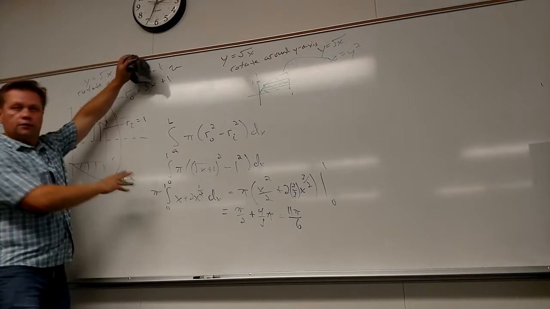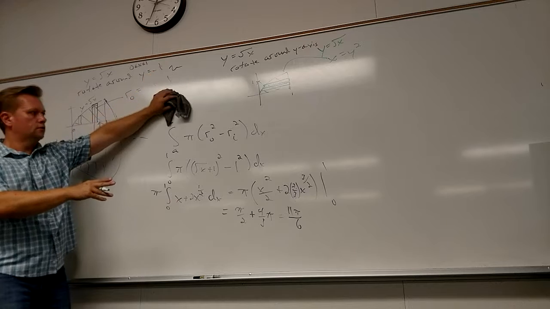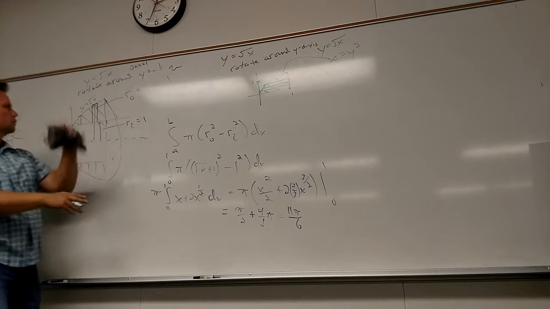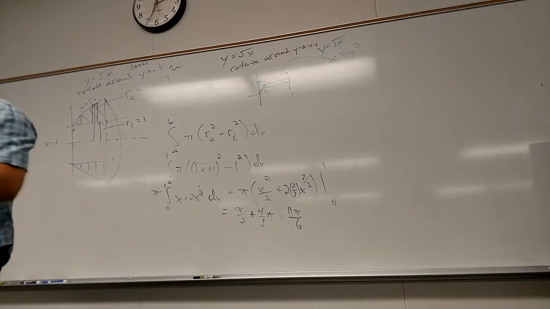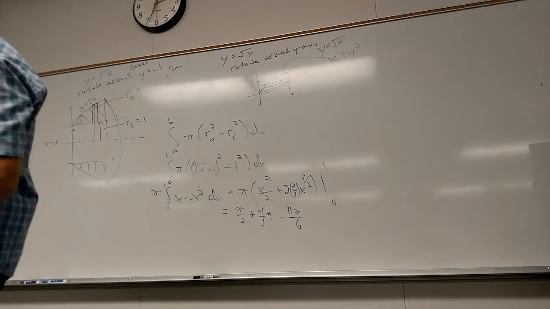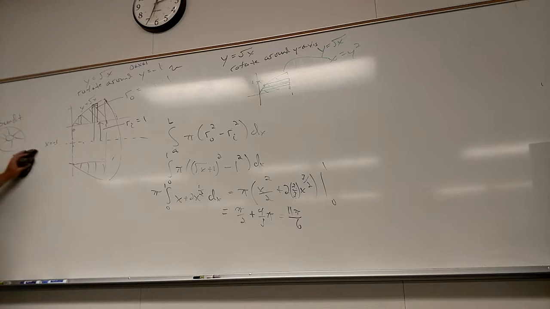Let's see, he's already got this here, hopefully. Is that 6-3, washer method? Washers are 6'2", shells are 6'3". Yeah, washers are disks, just subtracting 2 disks, so they're together.